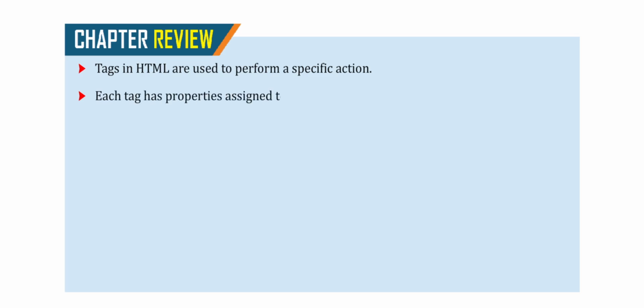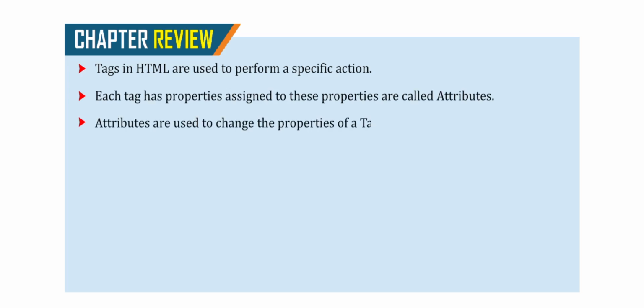Let us quickly have a look at the chapter review. Tags in HTML are used to perform a specific action. Each tag has properties assigned to it; these properties are called attributes. Attributes are used to change the properties of a tag.